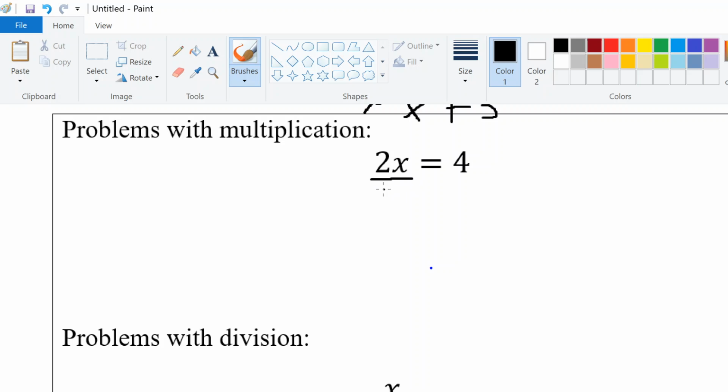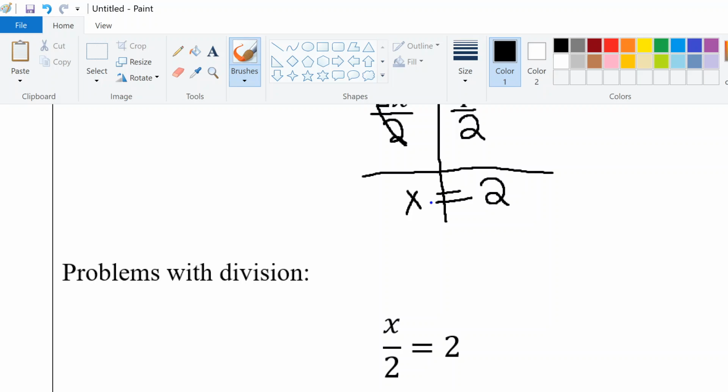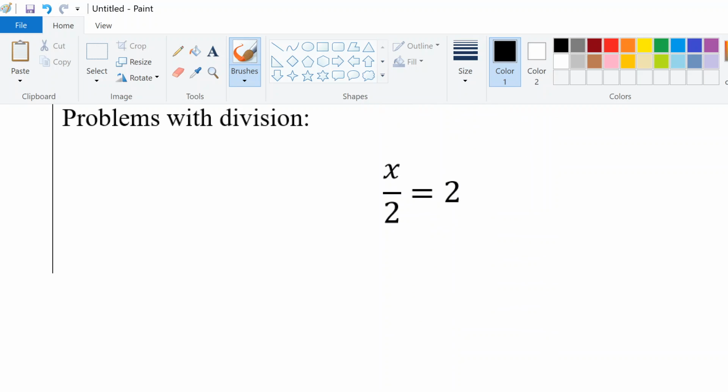To get rid of multiplication, I use division. Boom. Use my division on both sides. Notice here, 2 over 2, they're going to cancel each other out. Okay. Then when I do 4 divided by 2, you guessed it, you get out 2, bring down my x, and boom. Okay.